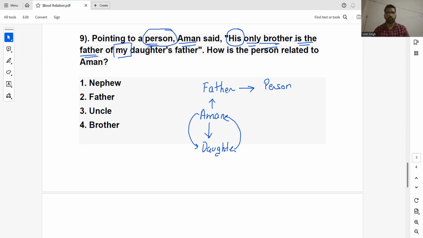Now, my daughter's father is Aman himself. After that, the father of my daughter's father is Aman's father. Aman's father is the brother of that person. How is the person related to Aman? There will be an uncle. We can say paternal uncle, but paternal uncle is not given, so we can say directly uncle. Next question.